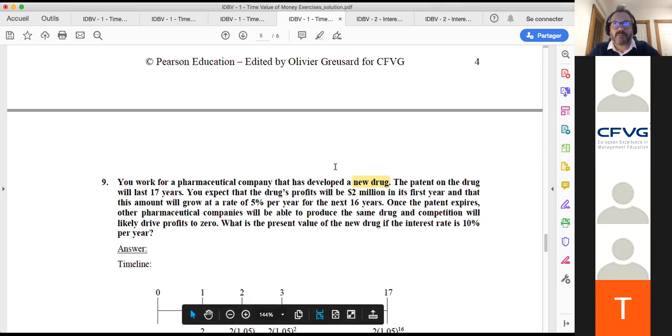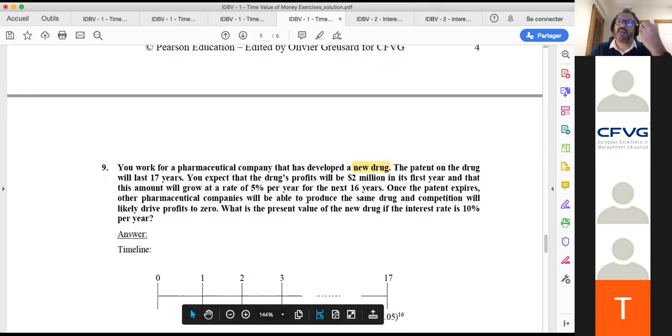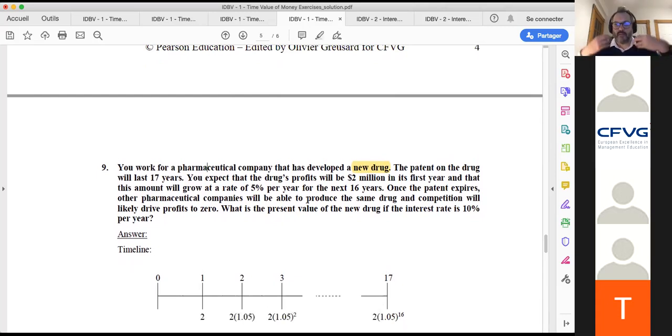Okay, so how can we say what is the value of the asset? Well, we can say that the value of the asset is the present value of all the cash flows I will receive from the asset. Okay, so what do we know? This patent will last 17 years. So 17 years, it's not a perpetuity, it's an annuity. So that's the first thing we can say. 17 years means it's an annuity.